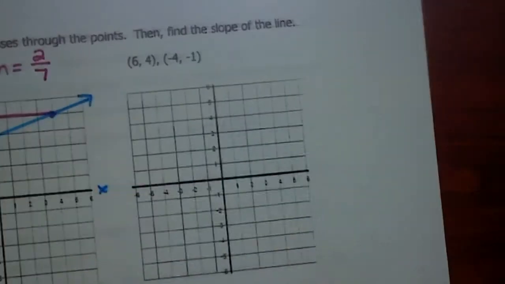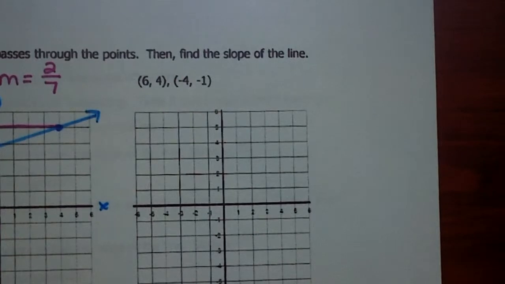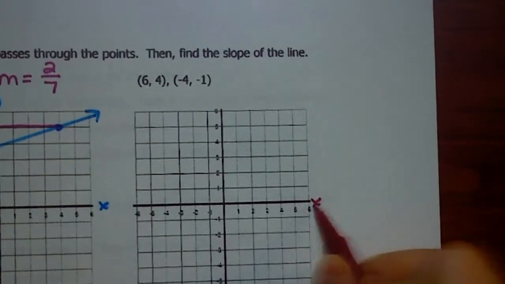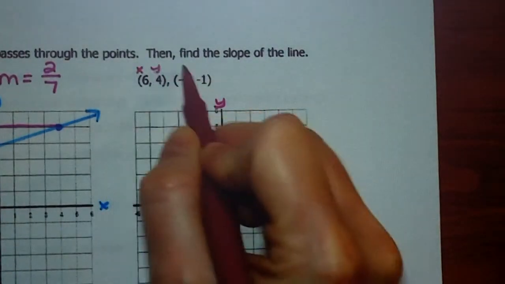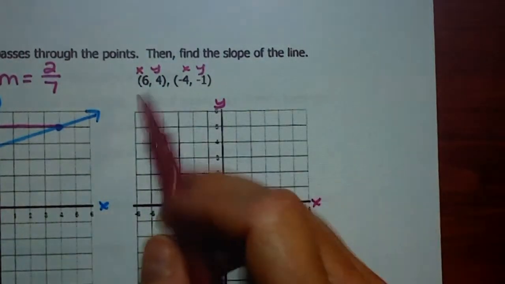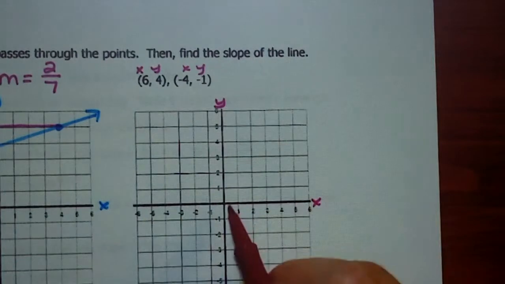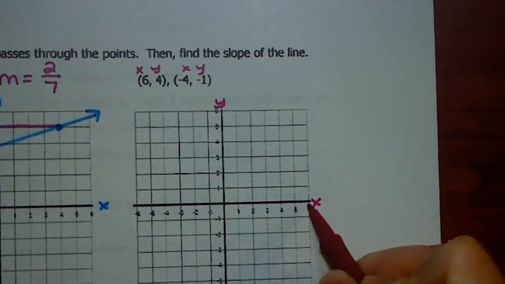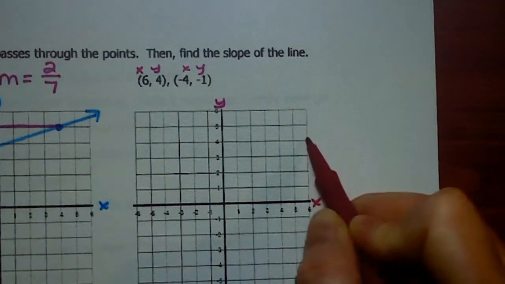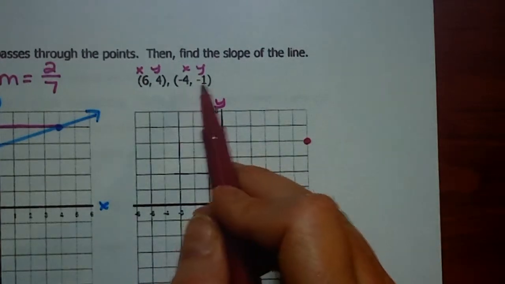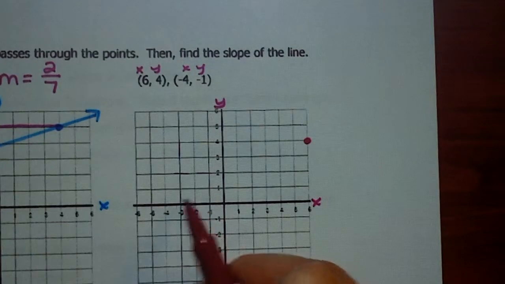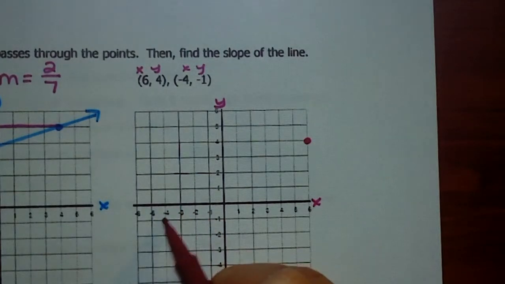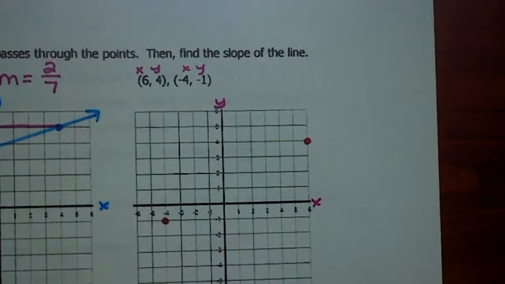All right, let's try another one. We're going to plot (6, 4) first. So again, I have my x-axis and my y, and in my ordered pairs, it's x, y, x, y. All right, so (6, 4) means 6 to the right on my x-axis and 4 up on my y-axis. And (-4, -1) means, back to the origin, 4 left on my x-axis, 1 down on the y. So again, ordered pairs go x, y, not y, x.